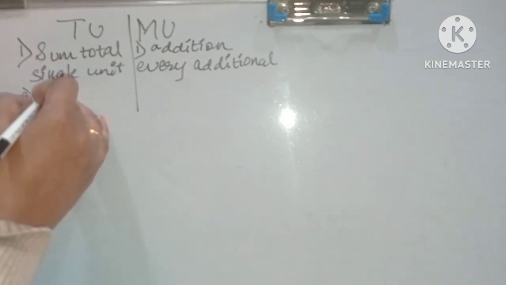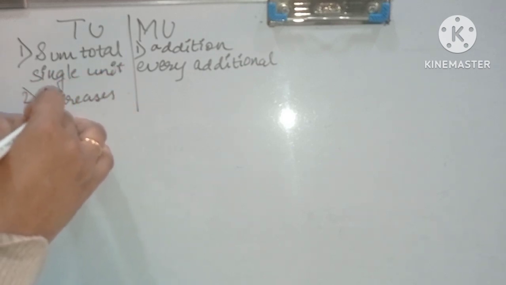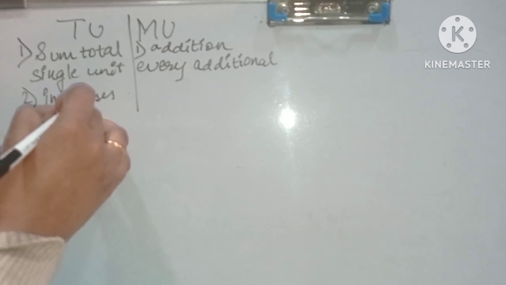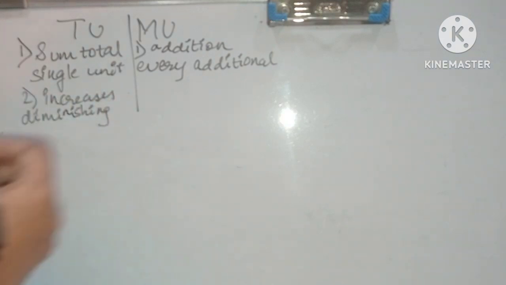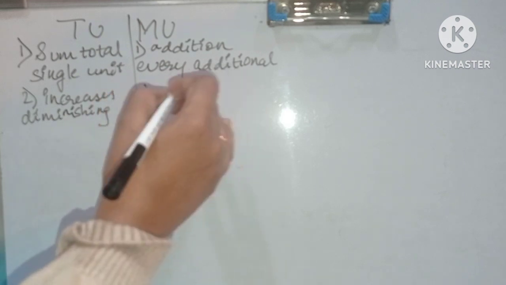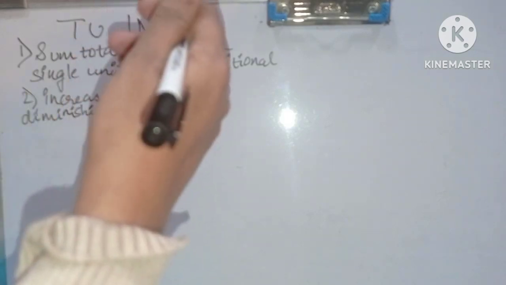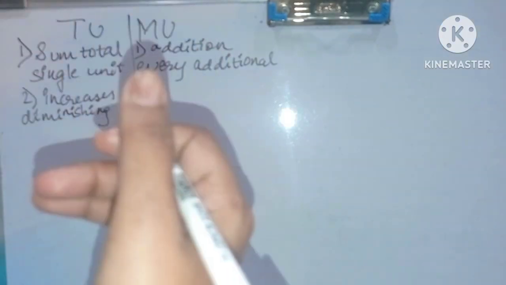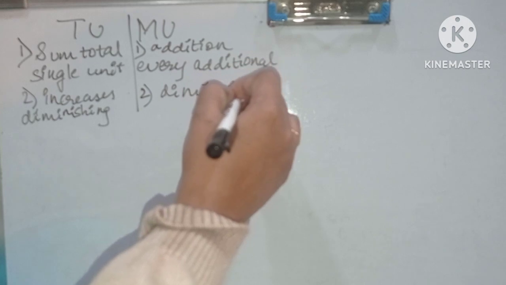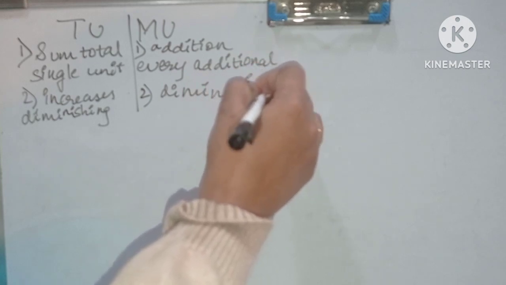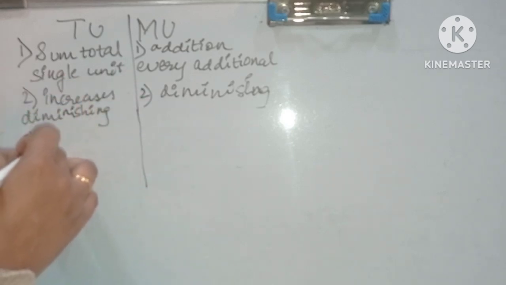Total utility increases at a diminishing rate. Diminishing means very slowly it goes on increasing, but at a very slow rate. At the same time, marginal utility goes on diminishing. It goes on to negative. If you have seen the previous lecture, you might understand from the table that the marginal utility goes from 10, to 8, then 6, then 4. So it goes on diminishing. This increases at a diminishing rate.